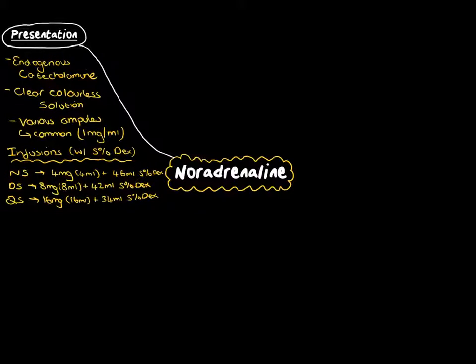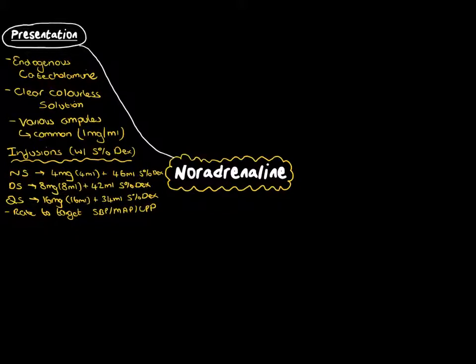A standard strength infusion of noradrenaline contains 4 mls or 4 milligrams of noradrenaline and 46 mls of 5% dextrose. A double strength infusion obviously is double that, so that's 8 milligrams or 8 mls with 42 mls of 5% dextrose. And then a quad is 4 times 4, so you get that 16 and 34 of the dextrose. The rate is often altered depending on what you're trying to achieve: a specific mean arterial pressure, a specific systolic blood pressure, or in neurological patients on the ITU, sometimes the cerebral perfusion pressure.